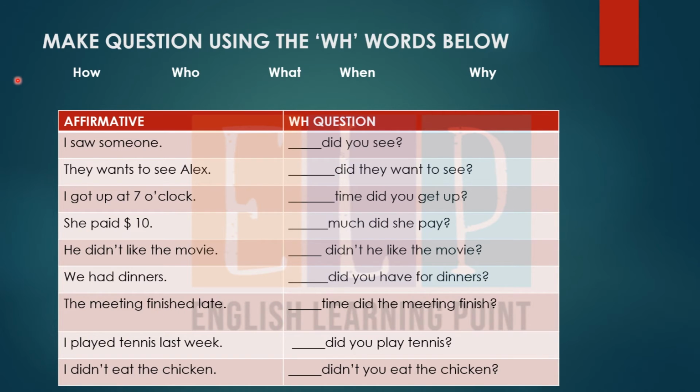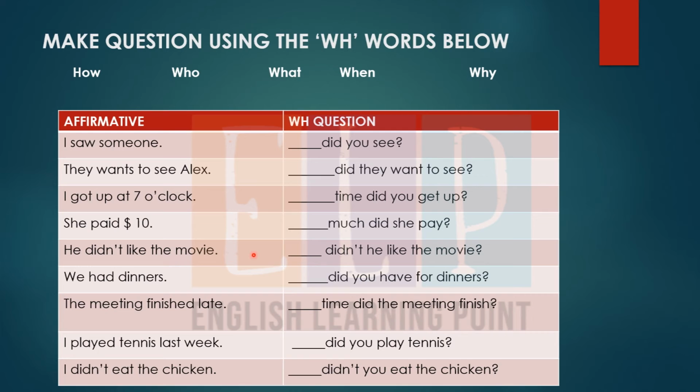Okay, let's find out. I saw someone. Dash did you see? By someone we can identify which WH question we can use over here. They wanted to see Alex. Sorry, it's not they wants to see, it is they wanted to see Alex. Dash did they want to see? I got up at 7 o'clock. Here we are showing time. Dash time did you get up? She paid $10. Dash much did she pay?